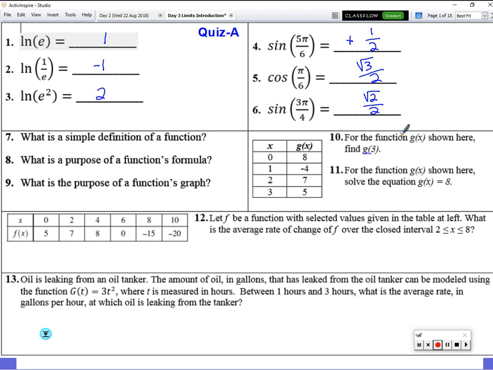Okay. Simple definition of a function: a list of inputs and outputs. The formula is how we calculate the inputs and outputs. The graph is a picture of the list. It's a picture of the inputs and outputs. Do we need more clarification on that?